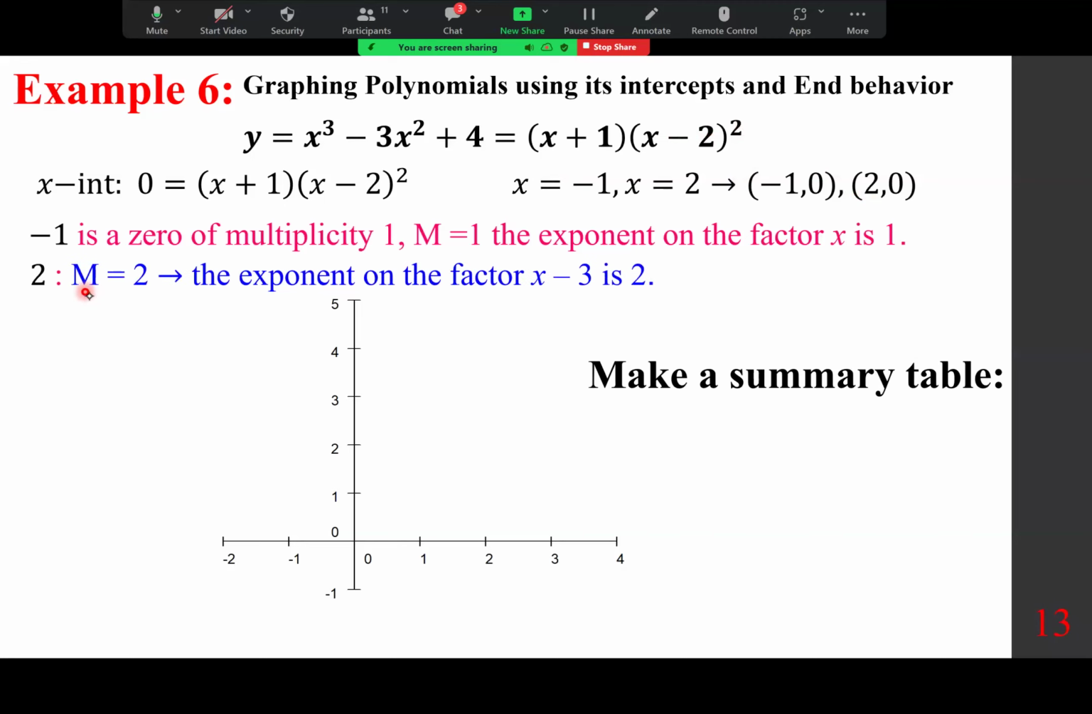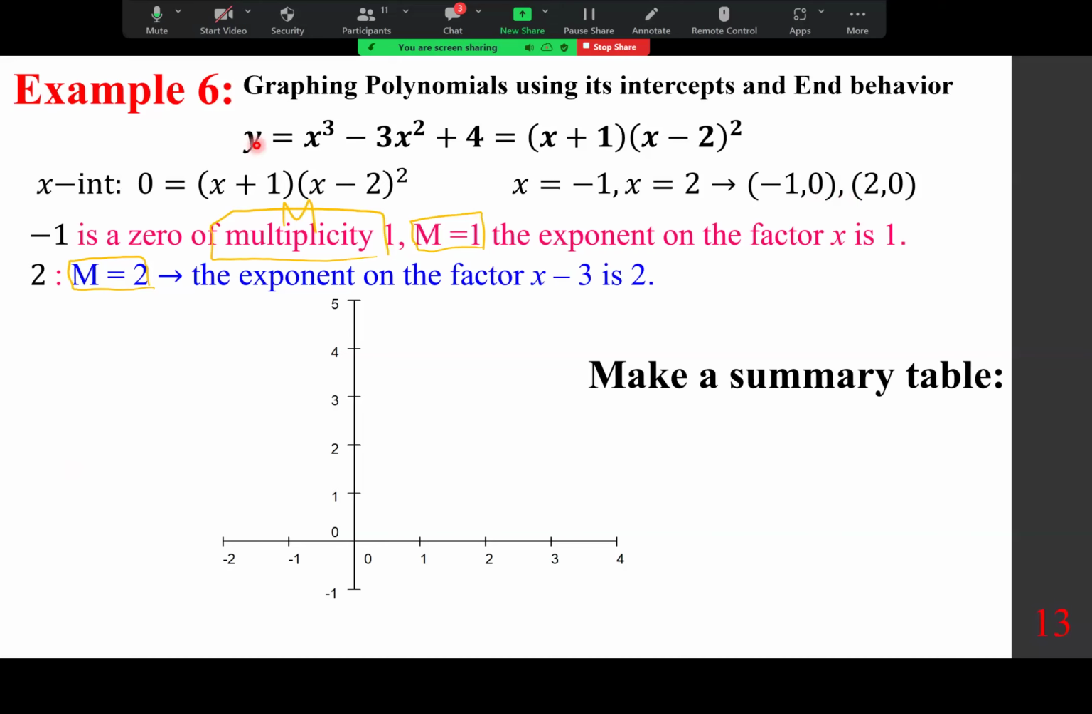I'm going to use m for multiplicity. So we're going to let m represent the multiplicity. So when we say m, it is the multiplicity. Multiplicity 1, multiplicity 2. And so what are the intercepts? We have those 2 intercepts.